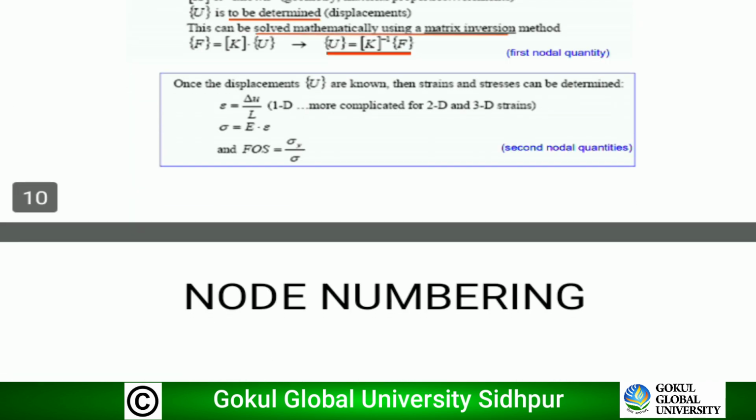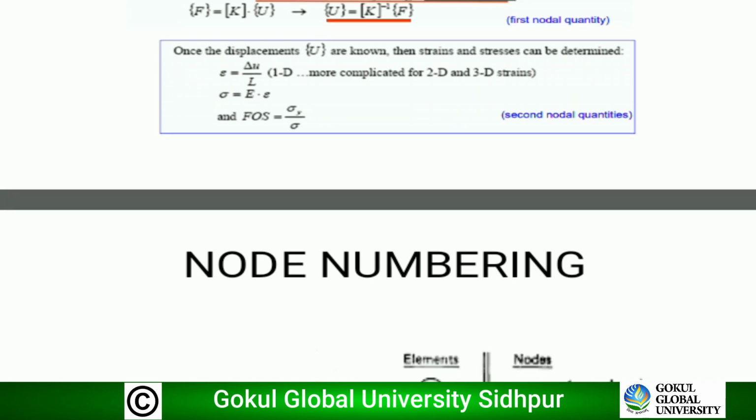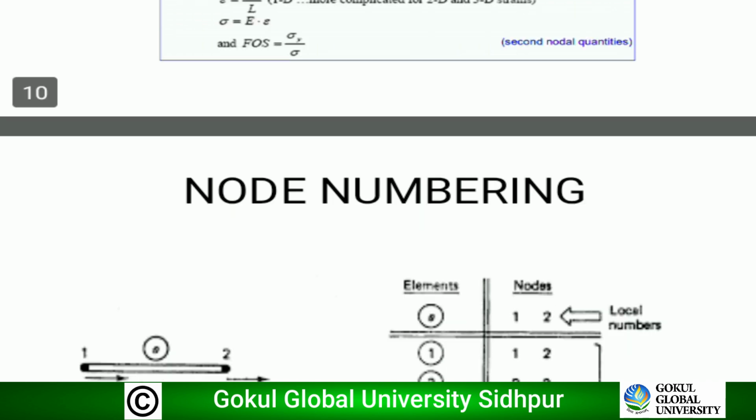Now let us move forward. Then the node numbering: why do we say that each element has two nodes which are interconnected? You see this table, where element 1 is connected to nodes, that is the local numbering and global numbering table, 1 and 2, element 2 is connected to 2 and 3, element 3 is connected to 3 and 4, and element 4 is connected to 4 and 5.